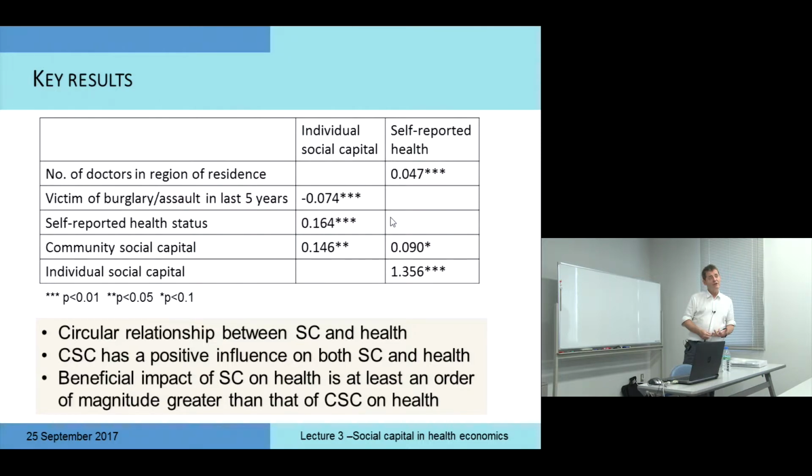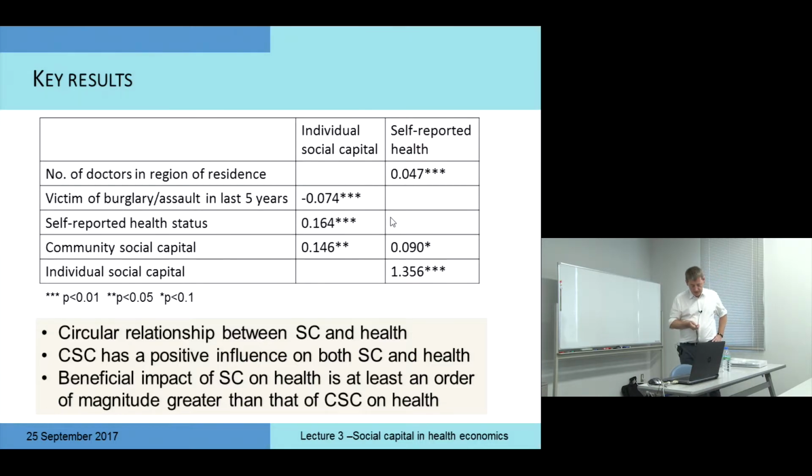So this study is very interesting in that it's documenting this phenomenon that I've been alluding to throughout the lecture, that maybe we can't just focus on the effect of social capital on health. We have to take into account the sort of feedback loop. This study shows that community social capital, as defined here, the average of individual levels of trust among your reference group, has a positive influence on both individual social capital and on health.